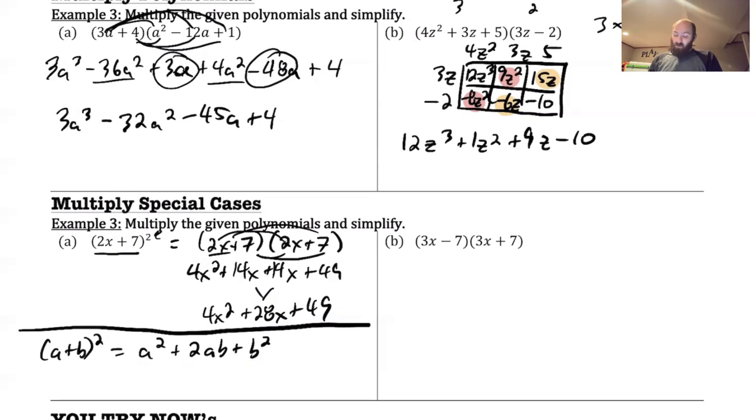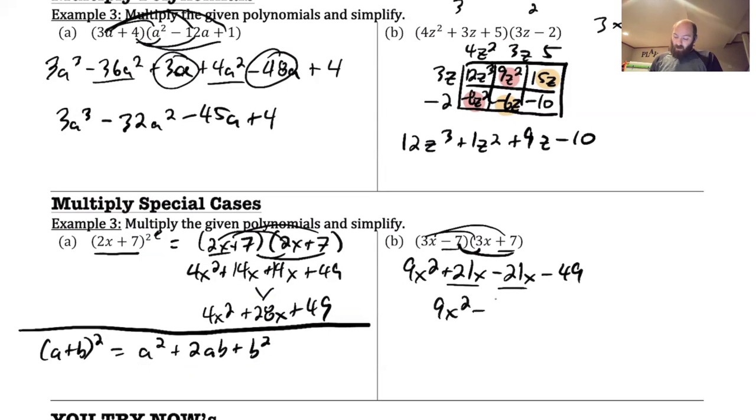The other special patterns, we look at this one. Notice how the only difference is the positive and the negative. So watch what happens when I multiply this out. 3x times 3x and 3x times 7. I get 9x squared plus 21x. Then negative 7 times 3 is a negative 21x. Negative 7 times 7 is a negative 49. Yeah, positive 21 and negative 21, they actually cancel each other out. So I'm left with 9x squared minus 49. All right. So that's simplified kind of nicely.